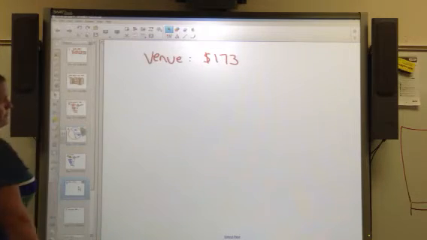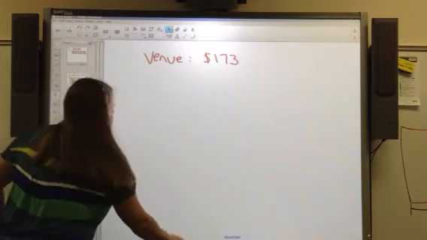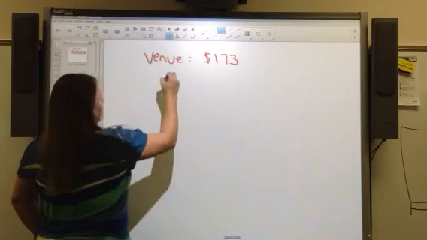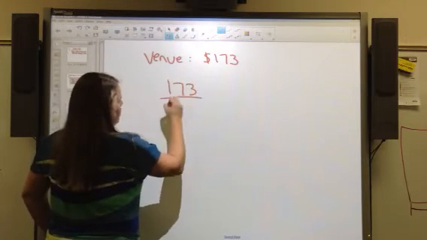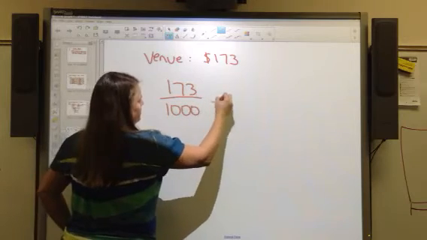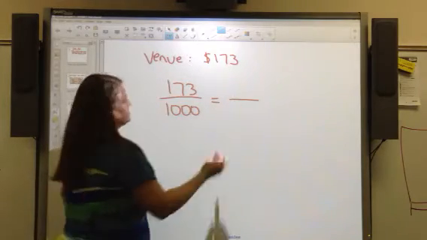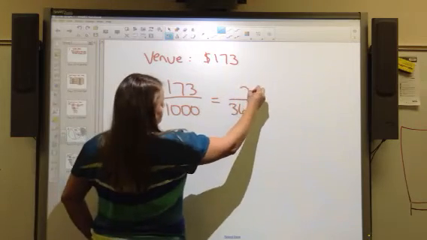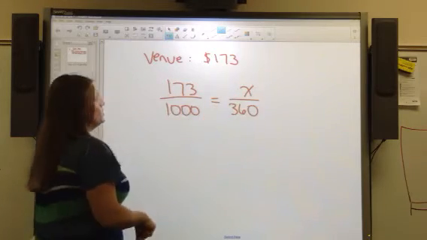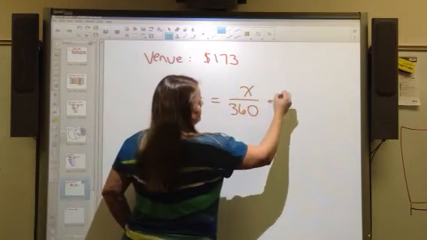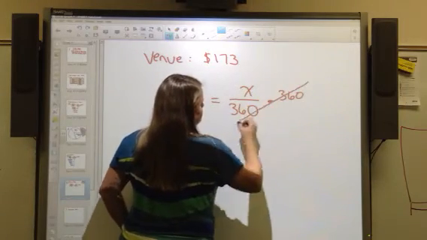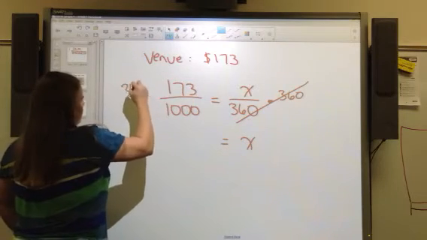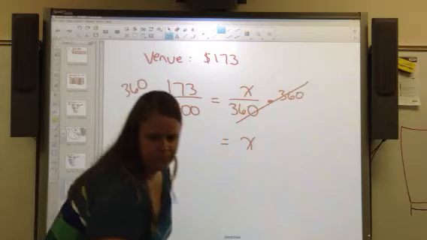All right, back to solving. My venue was 173 over $1,000 total. Again, my circle is 360 degrees. And I don't know what the value of the portion of the circle is, so I'm going to make that x. Multiply by 360, cancels this side out, leaves us with an x. Multiply by 360.